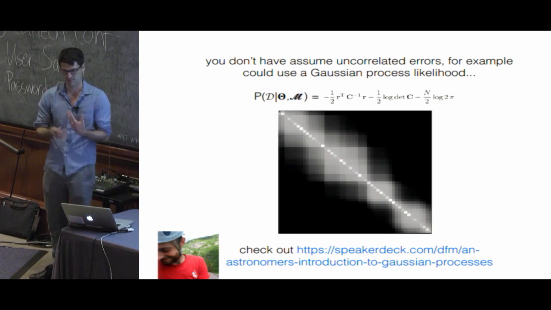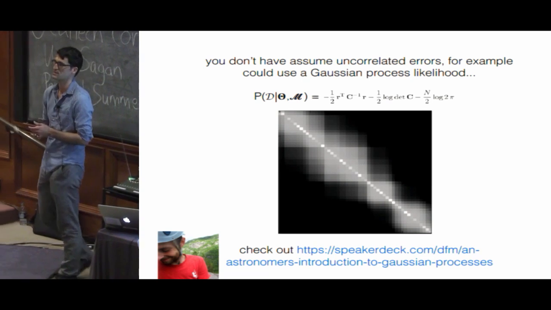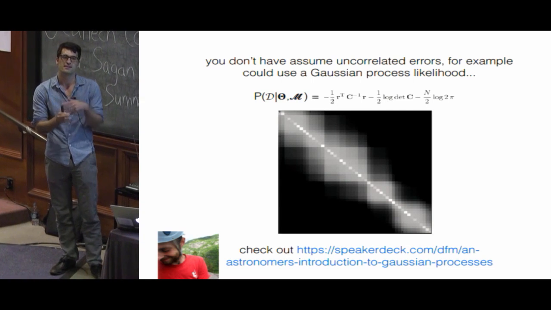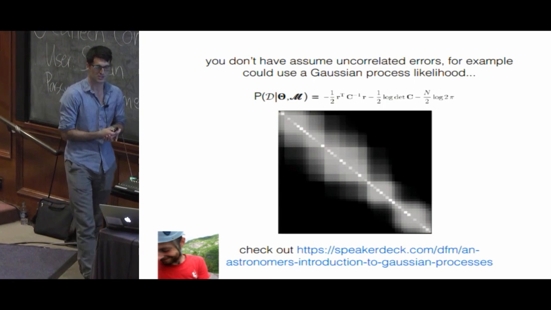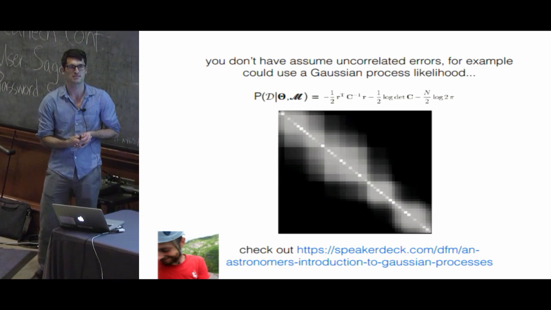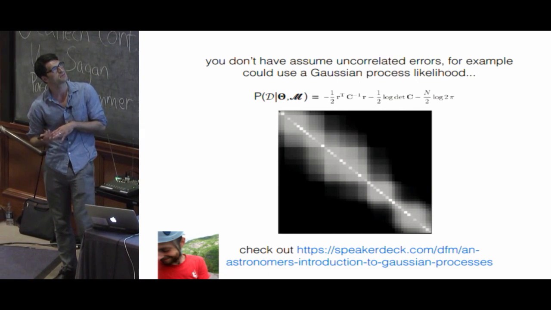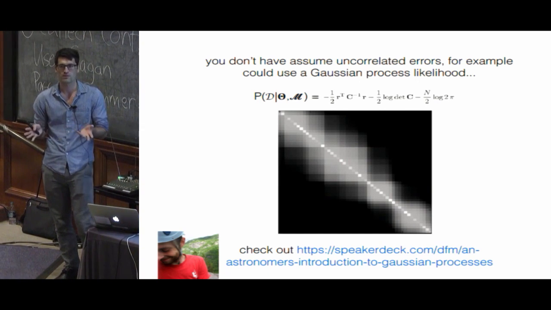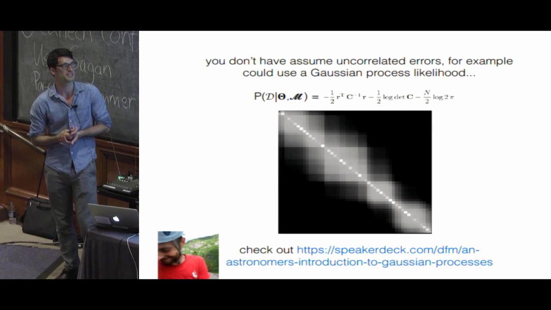You can also use whatever likelihood function you want. You don't always have to assume each point is independent. You can have correlated noise structure. One of the most popular ways to deal with that right now in exoplanets is with Gaussian processes. It's not the only way, but it's definitely one of the most popular ways at the moment.